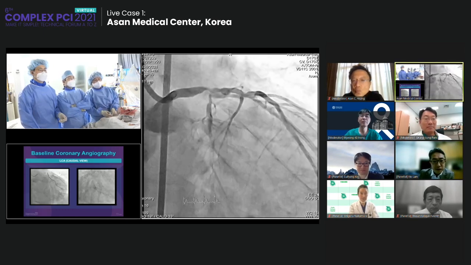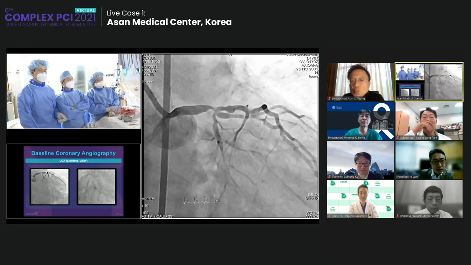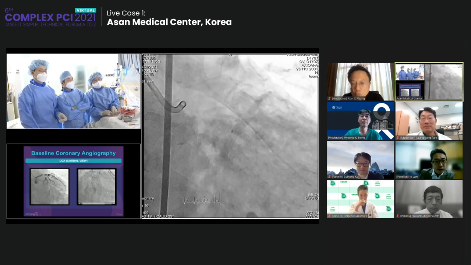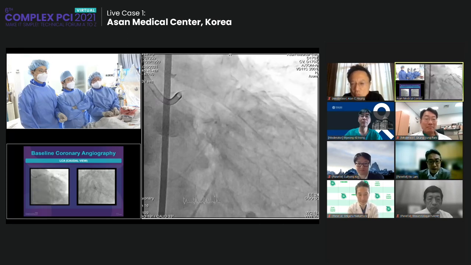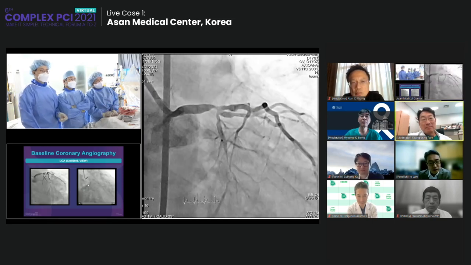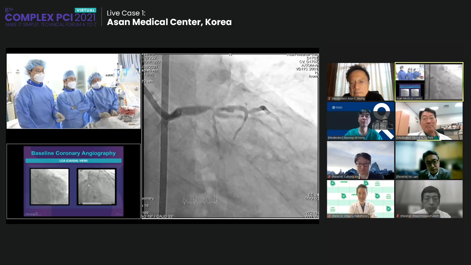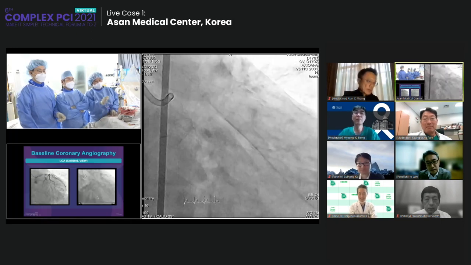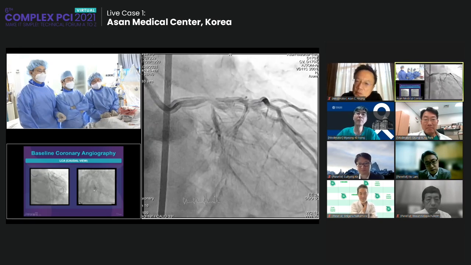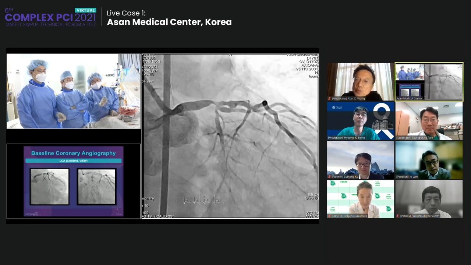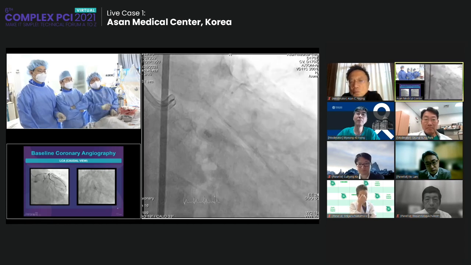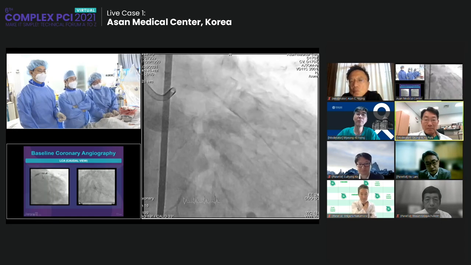Yes, my opinion is I prefer the PCI because the patient is young, and another consideration is many branches. So the bypass surgery is not easy. I admire my surgeon, but sometimes all arteries cannot be anastomosed by the bypass surgery. In addition, if you look at the bifurcation anatomy in detail, it looks very aggressive, but it looks like a very simple left main bifurcation, because high OM is very big, but the OM ostium looks fine.